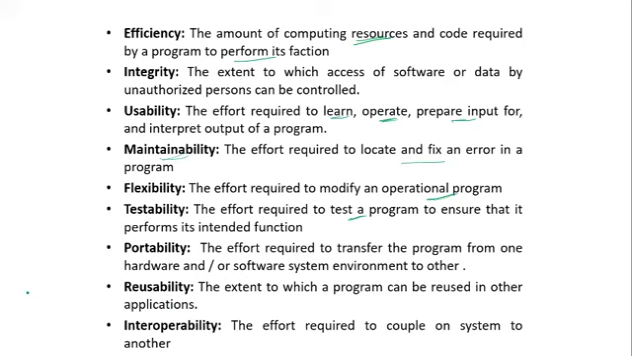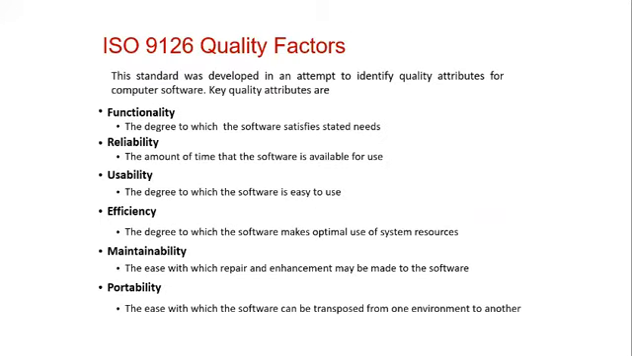Now, a program is made up of different parts of source code. The source code can also be used by another program that has that specific feature. So that is, to what extent this program can be reused within other applications. Then interoperability, which is the effort required to couple one system to another. When you're using one system along with another system, that is interoperability. So these are the 11 factors of McCall's quality factors.